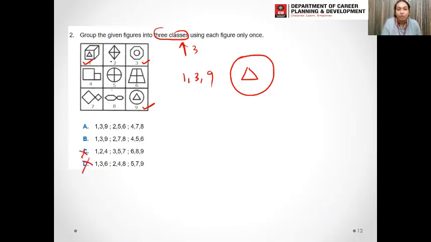Next, image number 2 is a rhombus cut through by two lines, with 2 lines inside the diagram. Image 5 has a circle with 2 lines inside. Image 6 has a trapezium with 2 lines inside. So the next group is 2, 5 and 6, which is given only in option A but not in B. So the answer is option A.